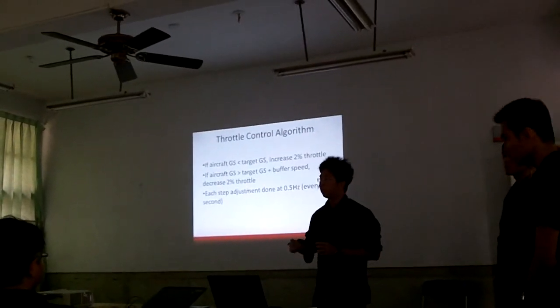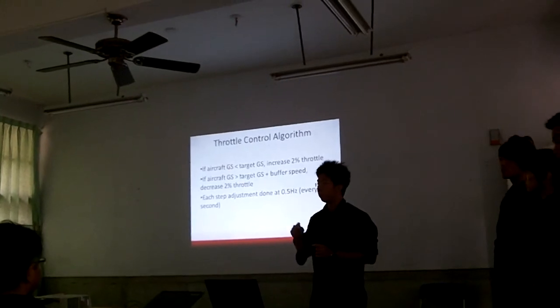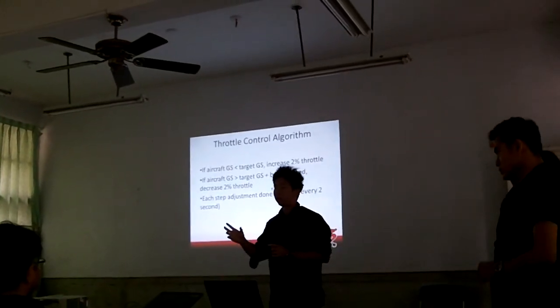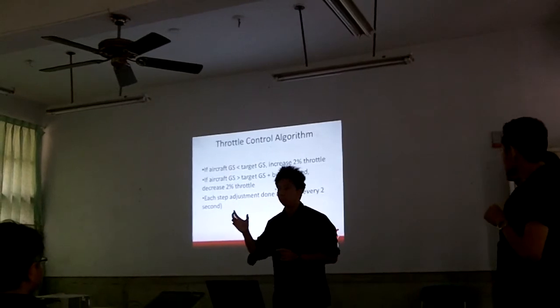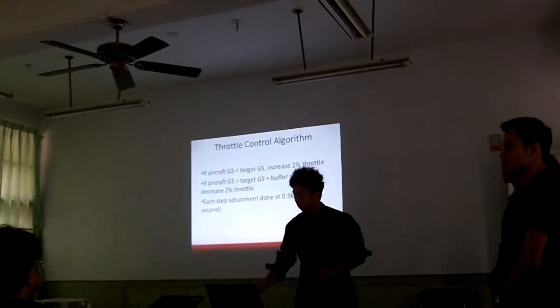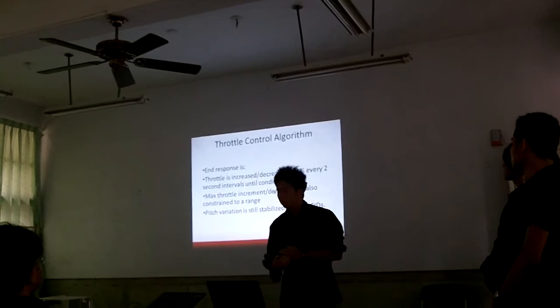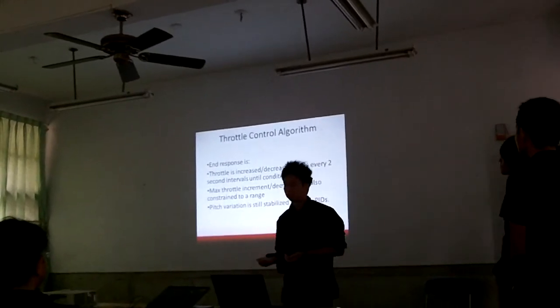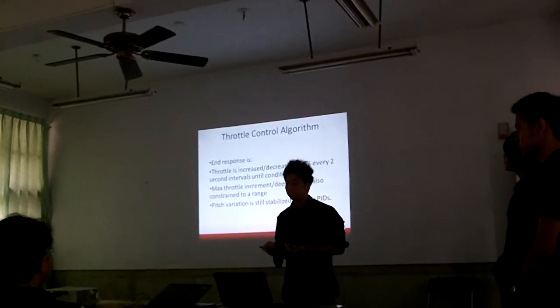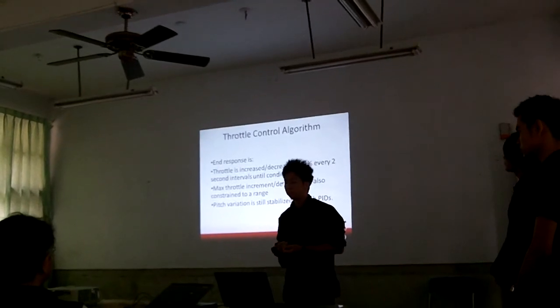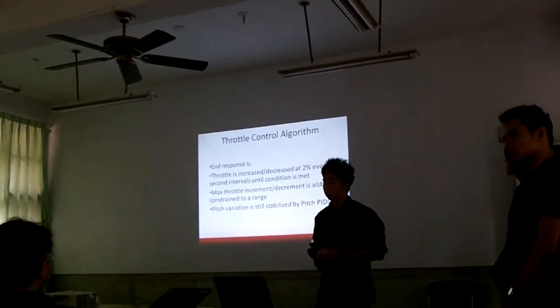Now, if we do not do that, we have found out that there might be a possibility of hysteresis and oscillations might occur. Speeds up and slow down, speeds up and slow down. Yeah. So this is what we've done. So the end response is, like what I said, the throttle will be increased or decreased at 2% at every 2 second interval until our condition is met.